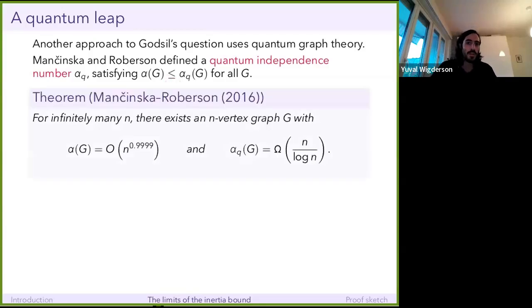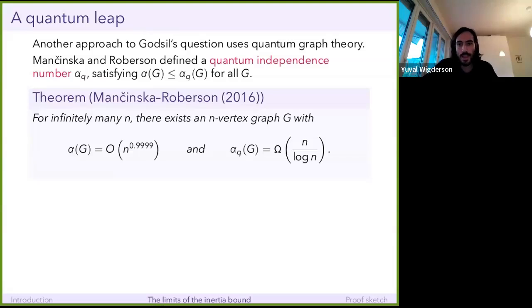And one thing that Mancińska and Robertson proved is that there's a separation. There exist graphs for which the independence number is n to some power less than 1, whereas this quantum independence number is actually at least n over log n. And thus, there exist sort of infinitely many graphs where the quantum independence number is really quite a bit larger than the normal independence number.